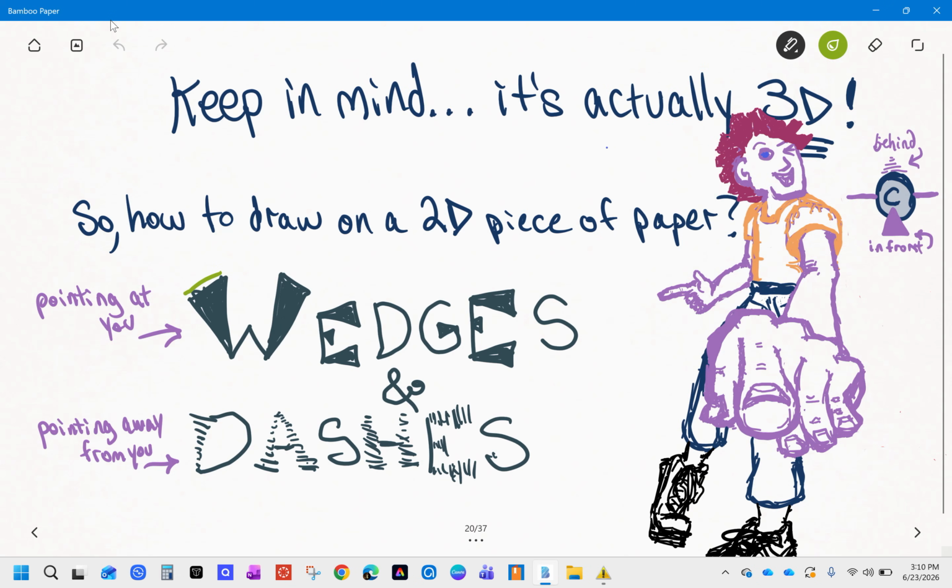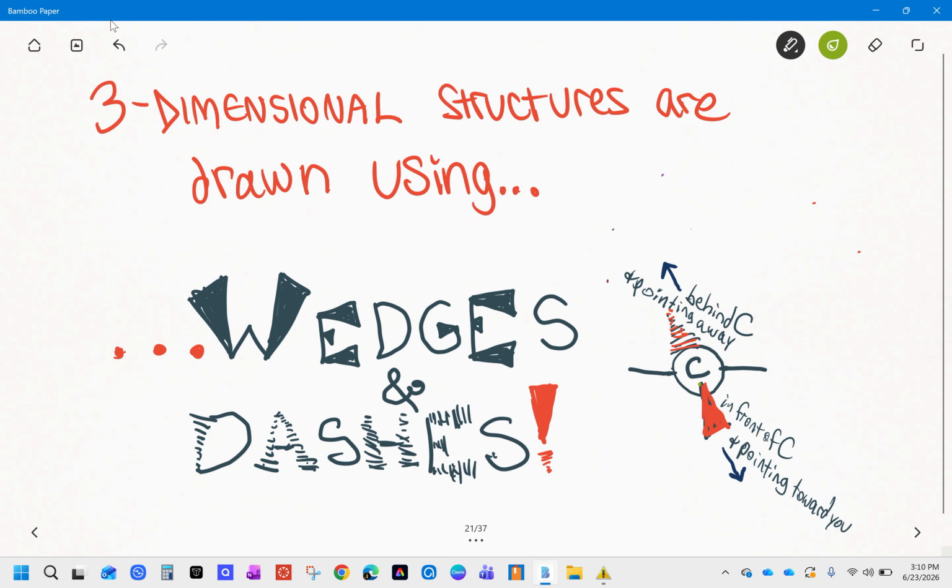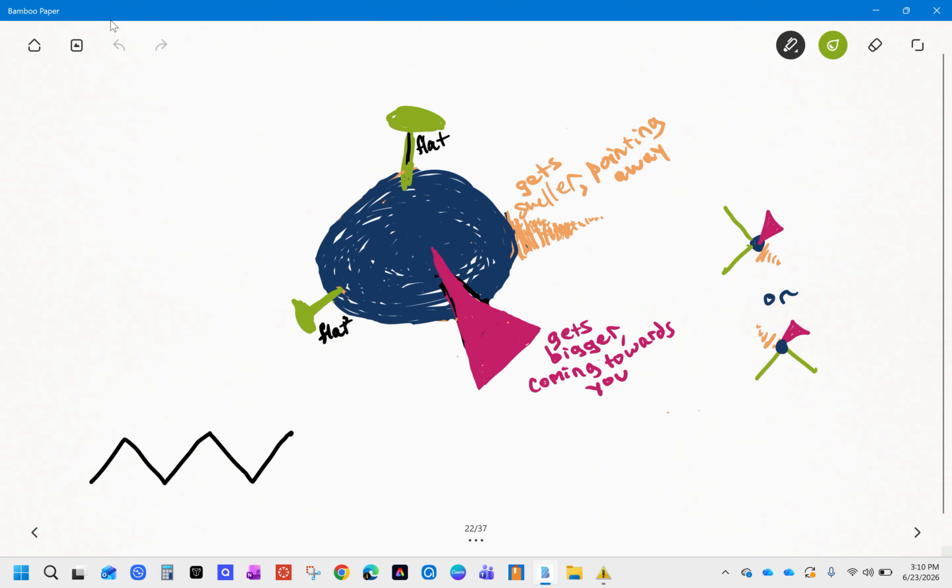The wedges are the ones coming towards you, pointing at you, and the dashes are going away from you. So here's how it looks. When we're drawing this carbon, since it has 4 things coming off of it, it's in 3 dimensions. So we draw a big wedge like this to represent it's coming out of the page toward you, and these dashes mean it's in the back, pointing away down into the page. Here is another example: this is just a flat bond, this means it's in the back and getting smaller going away from you, and this means it's in the front coming towards you.